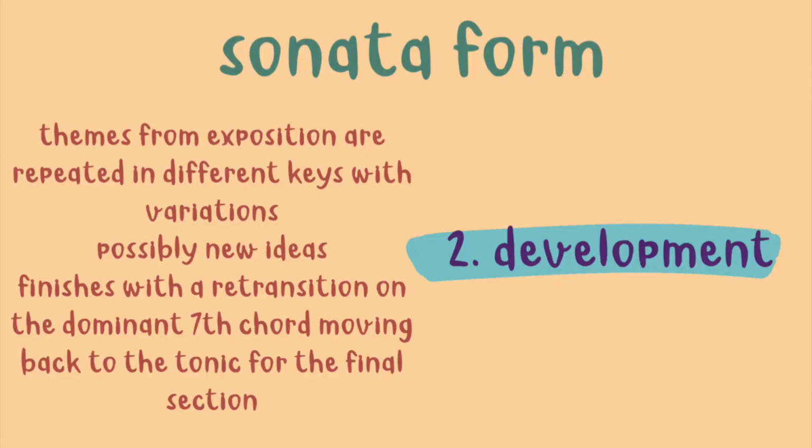The second section is called development. In the development section, the themes and ideas from the first section are repeated in different keys with variations. Depending on the genre, these could be brief. That's typically from Baroque or classical sonata form ideas, or longer, like the Romantic traditions. New ideas can also be introduced here, and it traditionally finishes with a retransition where we end up on a dominant seventh chord to shift back to the tonic.